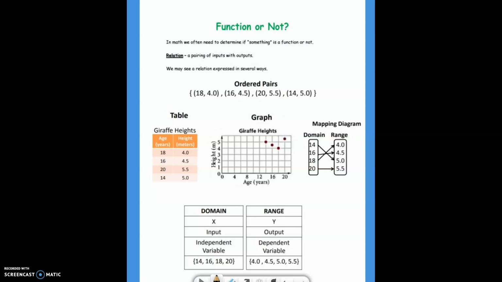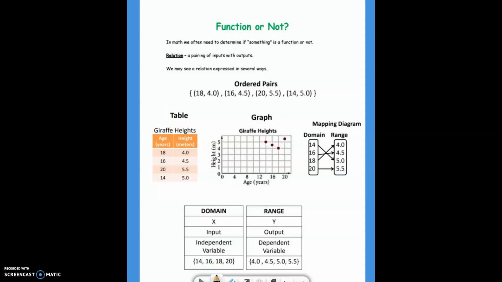Alright, so what we're going to do here is talk about whether something is a function or not a function. We have a thing called a relation, just like a relationship, and you have what's called an input versus an output. We have a couple of relations here. We have what's called ordered pairs, which you should be very familiar with.